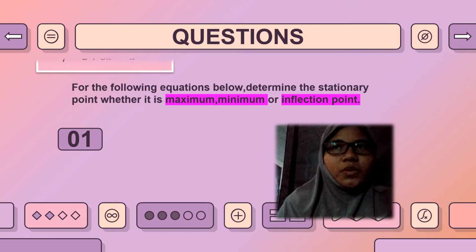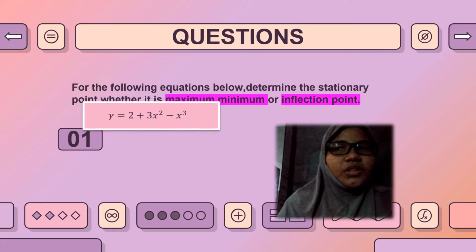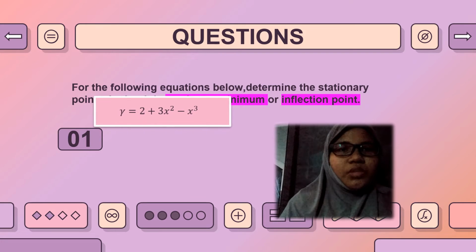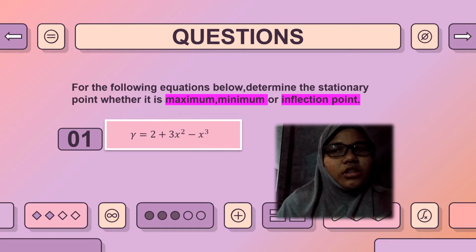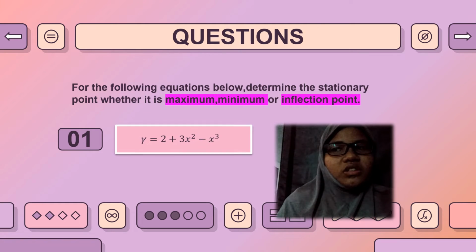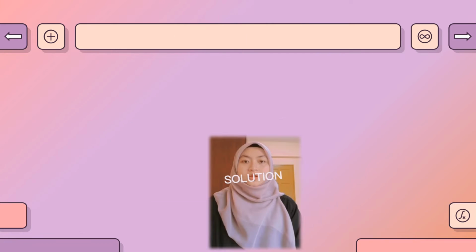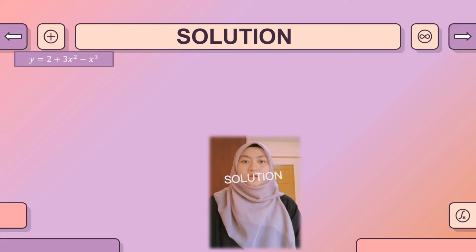Question for the topic maximum, minimum, or inflection point: for the following questions below, determine the stationary point, whether it is maximum, minimum, or inflection point. The first question is to determine the stationary point for y equals 2 plus 3x squared minus x cubed, if it is maximum, minimum, or inflection point.